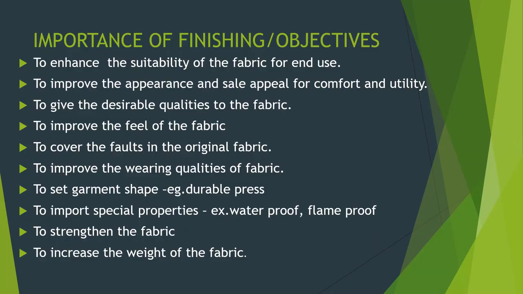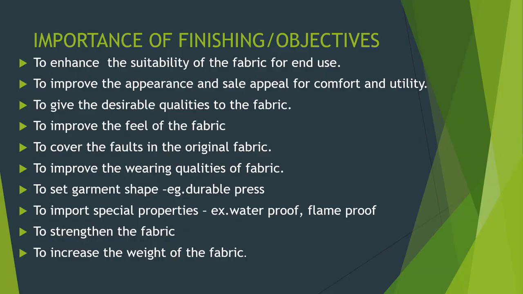Example, durable press. In some types of garments, for example in formal wear, that should be in a perfect shape. Some party wear should be feminine, but in the case of formal wear, that should be in a particular shape. So for that, we apply some finishing process, for example, durable press. What is durable press? We will discuss it in the next topic.